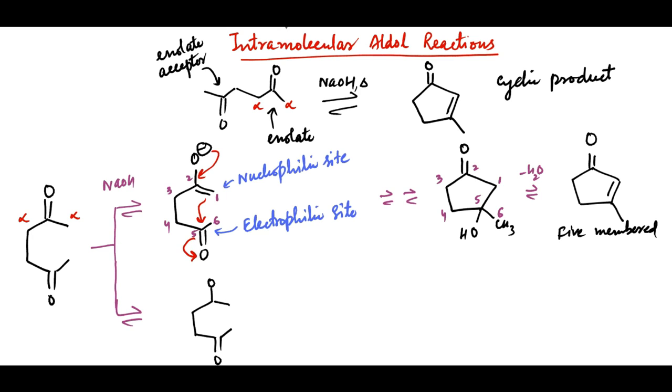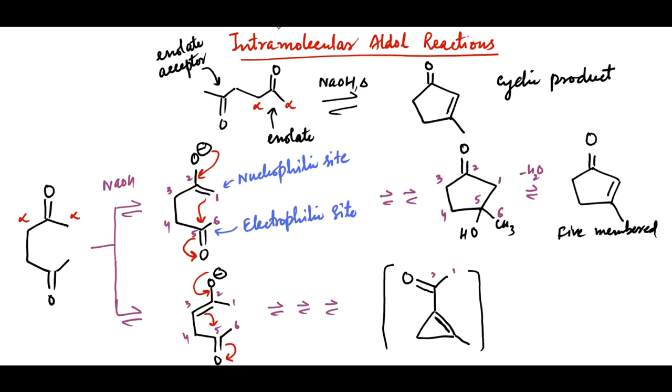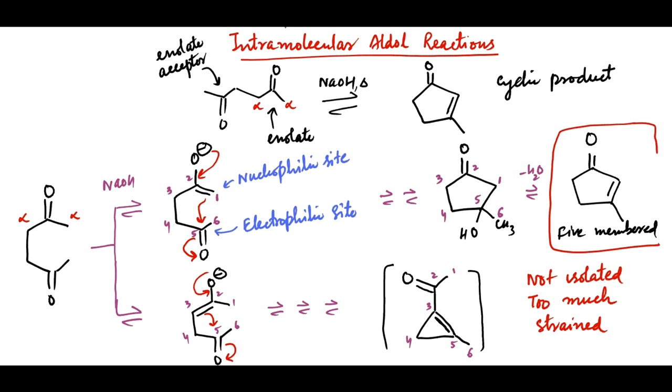The other possibility is that the enolate is formed on the left side, with unsaturation between C2 and C3. In this case, C3 acts as the nucleophilic site and attacks the electrophilic site at C5. Thus, a new bond is formed between C3 and C5, resulting in the formation of a three-membered ring. This after dehydration will have a double bond between C3 and C5. This three-membered ring is strained and not present in substantial amount at equilibrium, because the equilibrium favors formation of a nearly strain-free five-membered cyclic product.